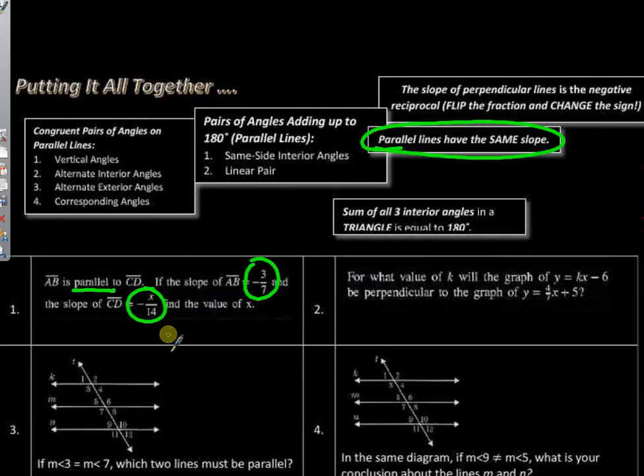They need to be the same. So negative 3/7 must equal negative x over 14. And this will show that they need to be the same, and then you just solve for x. All right? Same thing over here, perpendicular. Look up here. Make sure you're using your information there.